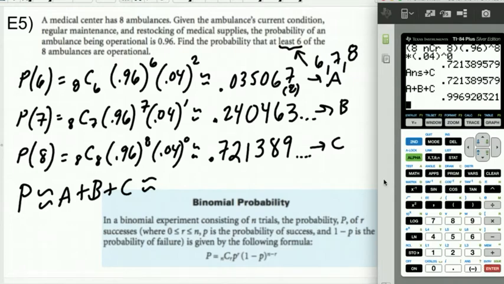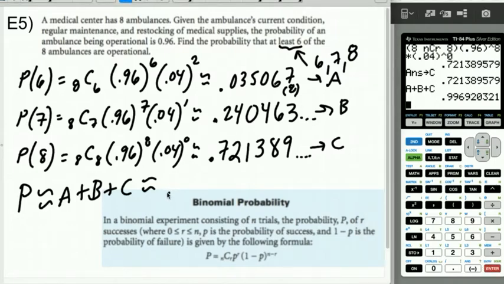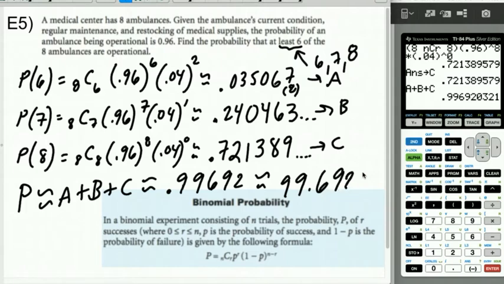You don't want to round answers till the very end, right? So it's going to be 0.99692, which if we put that as a percentage is 99.692%. So it's very likely that 6 or more of these ambulances are running, right? So again, what's tricky here is that this wasn't a single value.